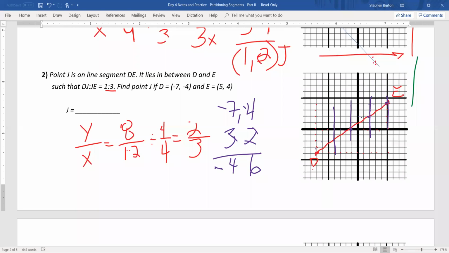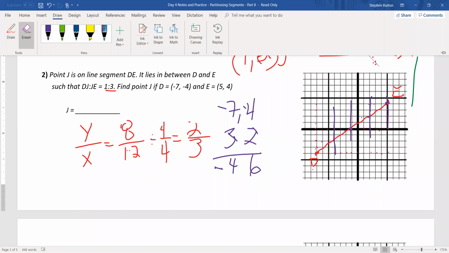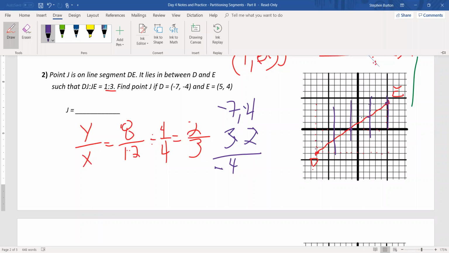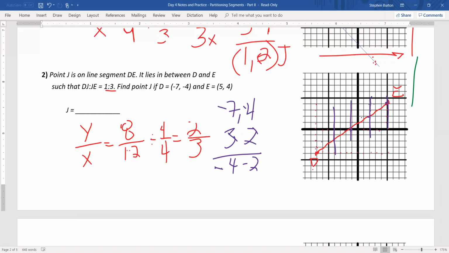Let me erase that. There's something that didn't look right. Not a 6. It's going to be a 2. -2. That should be our new point. So let's make sure we started here at 0. 1, 2, 3, 4, and down to 1, 2. And yes, it's right on that line. That right there is point J. That is point J. And you can clearly see now that we have one partition here.